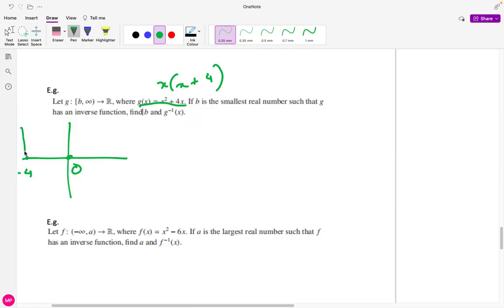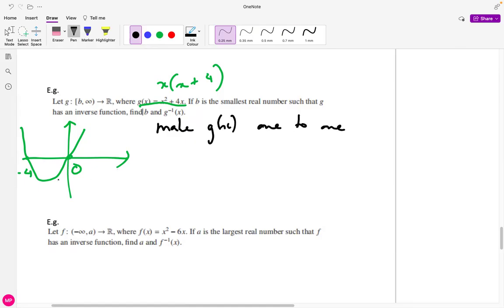So we know that it looks like that, right? So this is many-to-one because you can see it doesn't pass the horizontal line test. So we need to cut it off. To cut it off, b to infinity, we need to make this one-to-one. So we're going to make g of x one-to-one, okay?